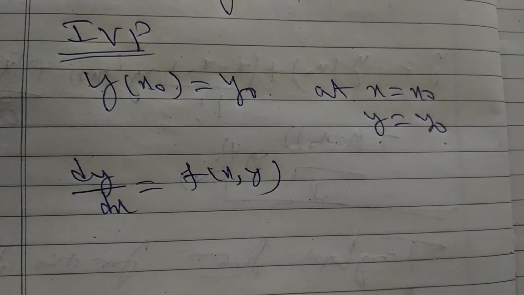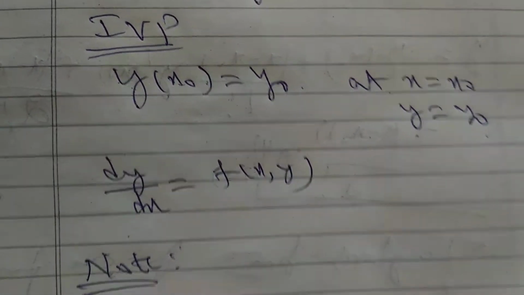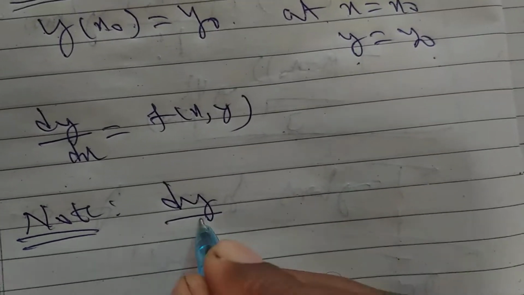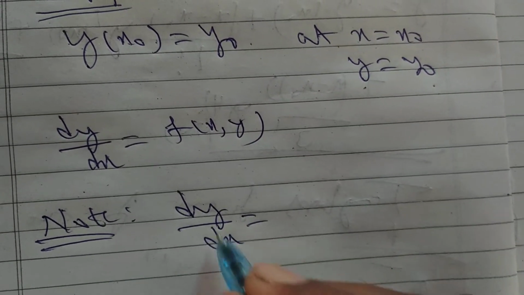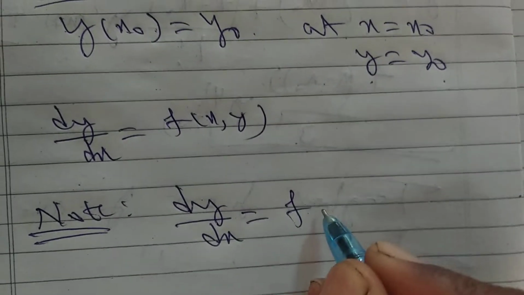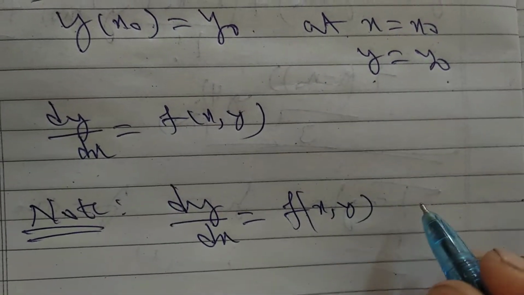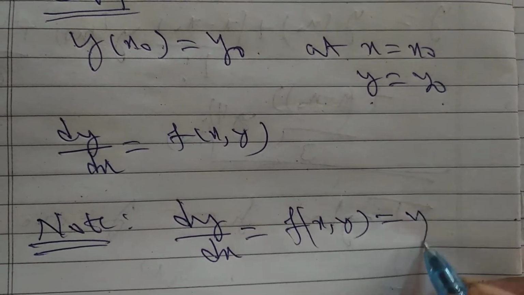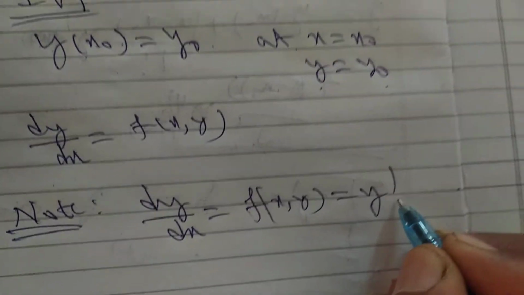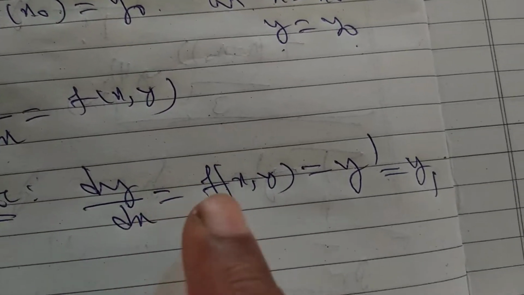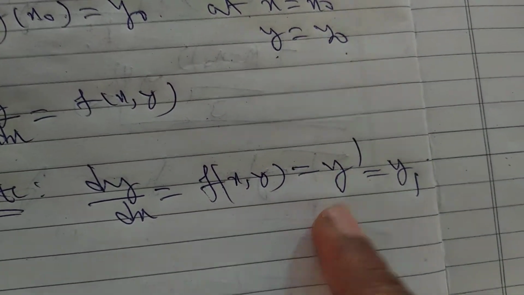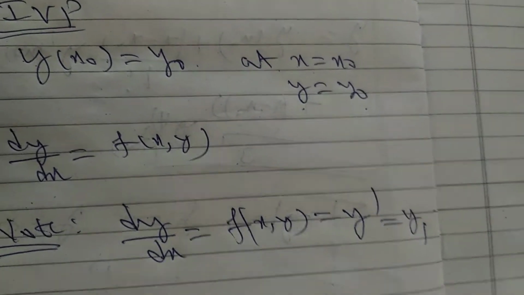Before going to the Taylor series, make one note. You already know that dy by dx is the first order differential equation, or first derivative. It can be written as dy by dx is equal to f of x y. The same is also represented by y dash, and sometimes by the notation y1. So you can use dy by dx is equal to f of x y, or y dash, or y1. This is the representation of the same derivative.